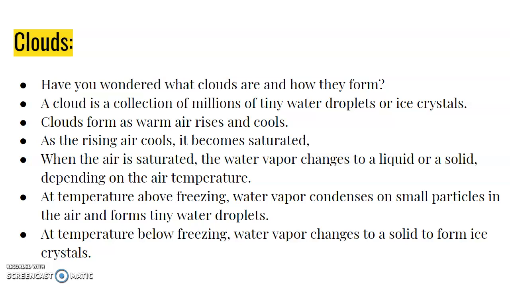Clouds form when warm air rises and cools. After the rising air cools, it becomes saturated, right? And when the air is saturated, we know that the water vapor changes to a solid or a liquid depending on the air temperature. If it's cool enough, it can become a liquid, but if it's super cold, it can change immediately from a gaseous state, which is water vapor, to a solid state, which is ice crystals, or even snowflakes when ice crystals connect with each other.